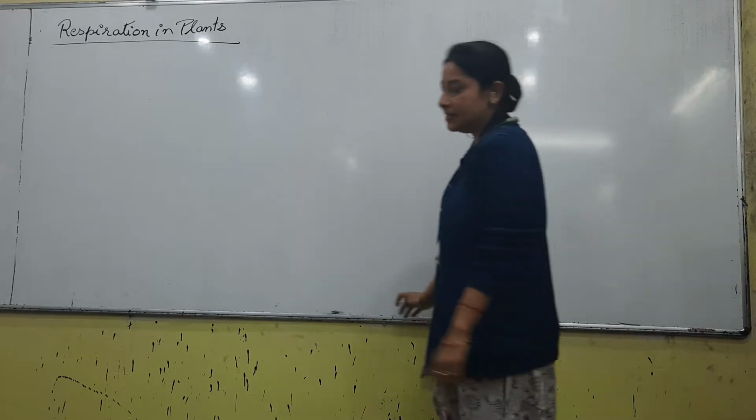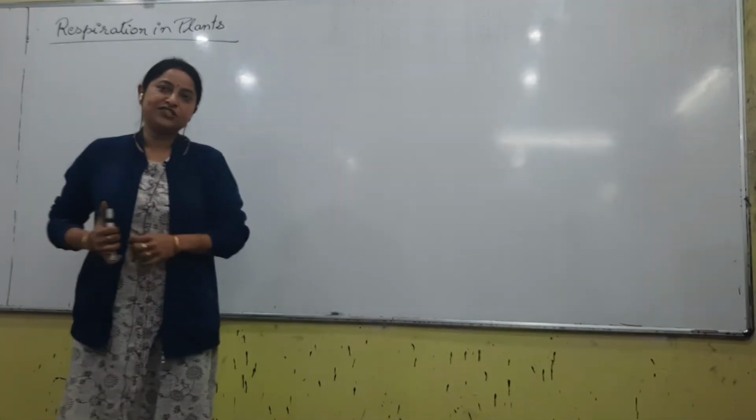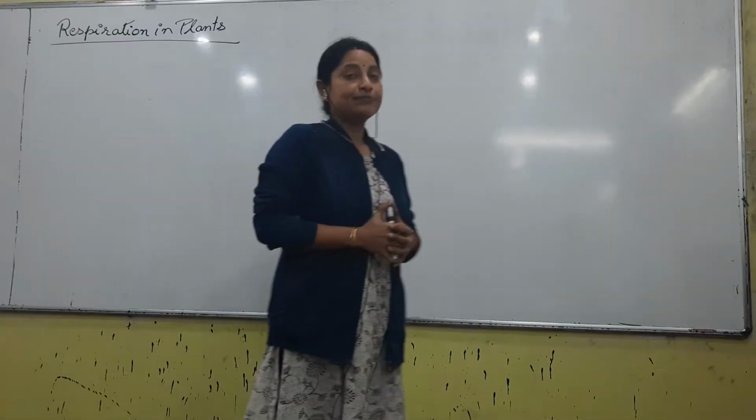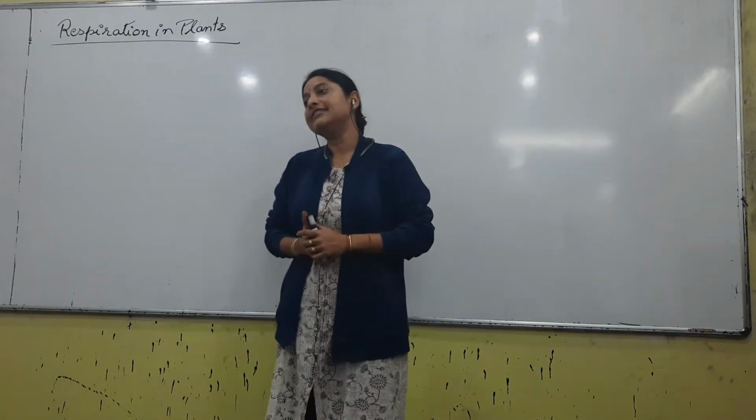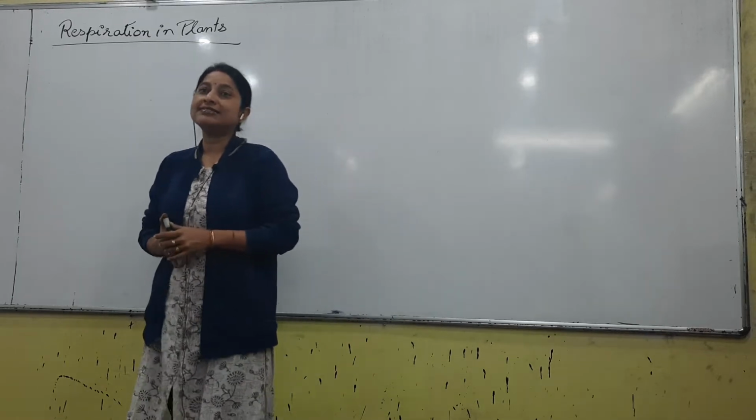Okay, let's start the class. So we were talking about aerobic respiration in the last class, and what we have discussed up till now is we have talked about the first and the second step of aerobic respiration. And what is the first and the second step? It is glycolysis and Krebs cycle.